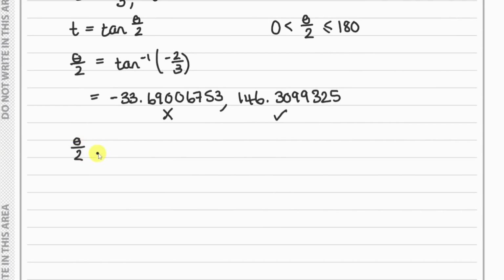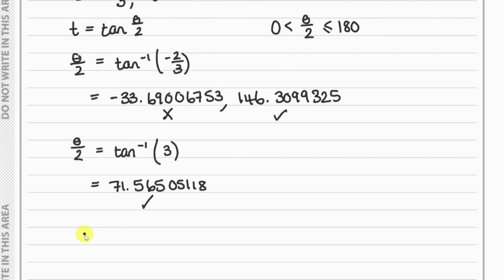We're also going to explore what the answers are when we treat t is equal to 3. So this time theta over 2 is equal to inverse tan, or arctan again, of 3. That gives me a solution of 71.5650518. That's within the region. If I did add on 180 to either of those two solutions that we've just found, I'm going to be outside of the region because it's only between 0 and 180. So that's also in there.